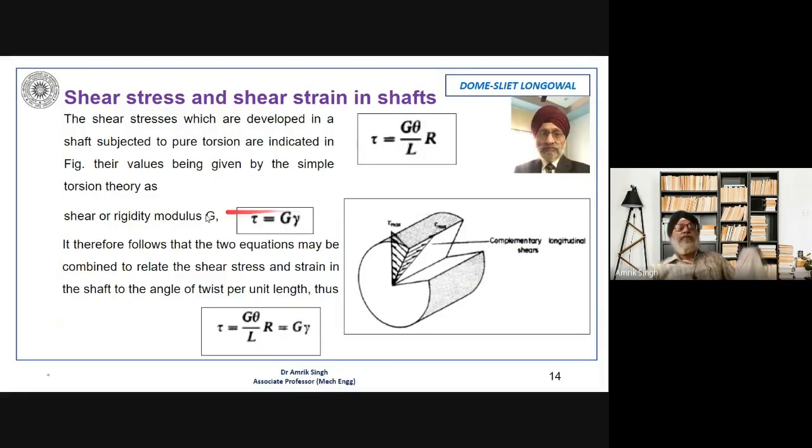Okay, so we know by definition that shear stress is equal to G into shear strain, and we know by the torsion formula that the shear stress tau is directly proportional to R. Okay, so we can put this value in this relation. So G theta upon L into R is equal to G into gamma.